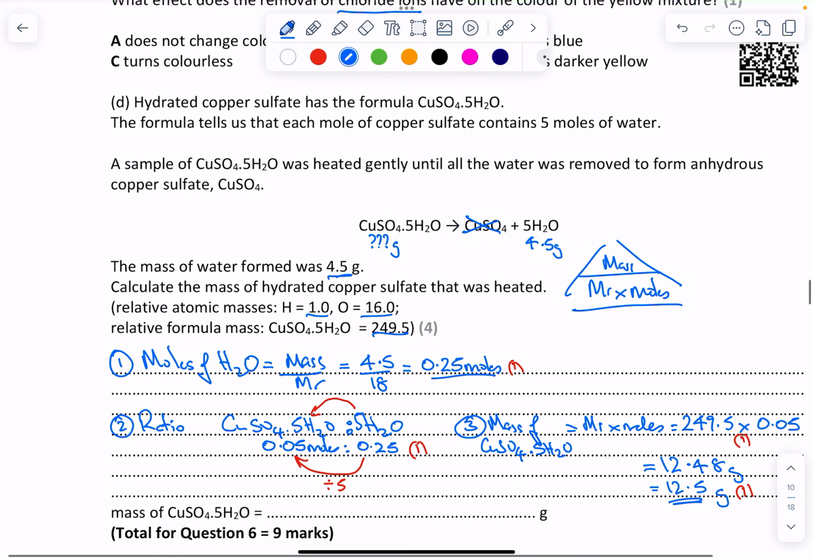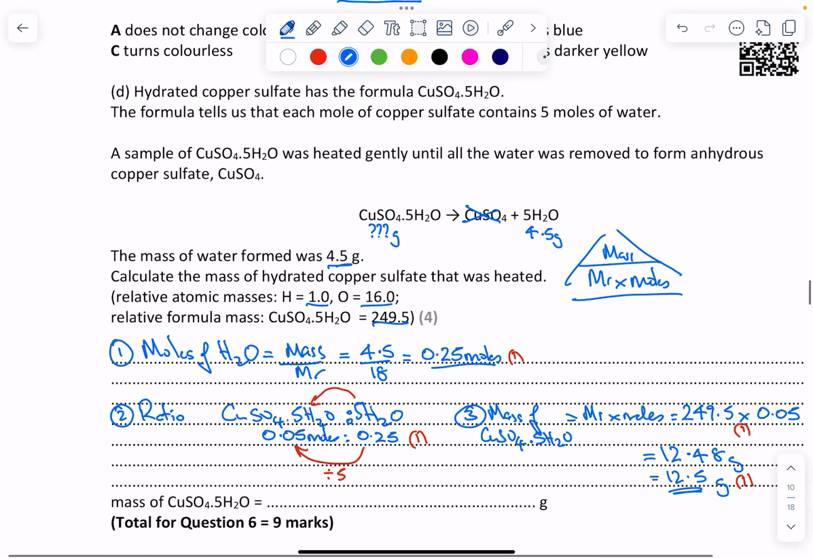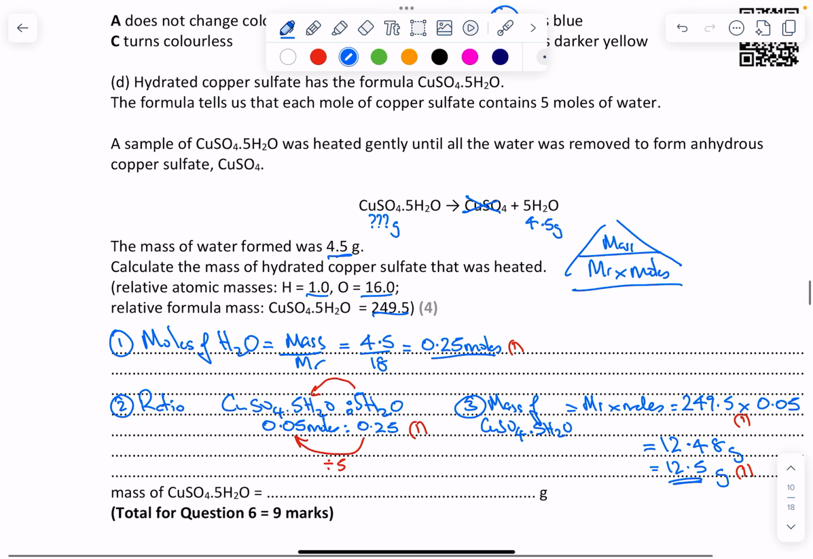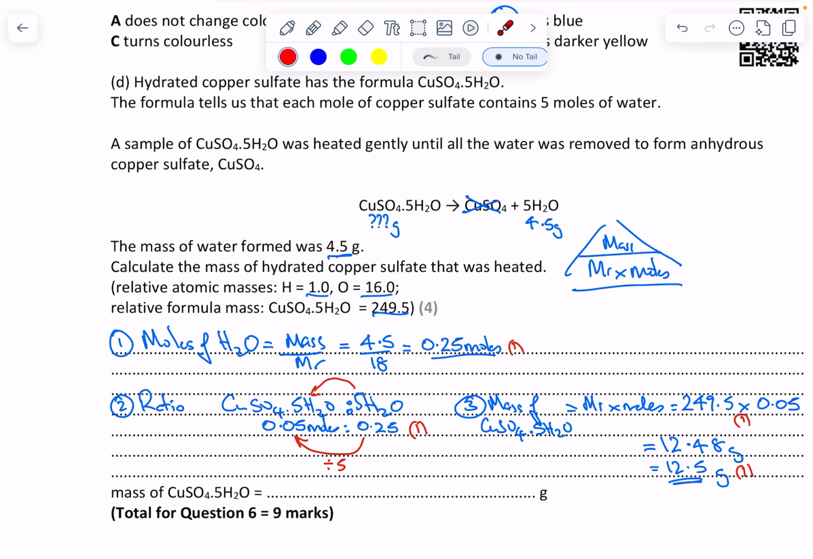Okay, the last one is a calculation. I'm just going to go through the working out with you step by step. What I always suggest you do is, in the equation, write down the numbers that we are given from the question. So we can see here, it says the mass of water was 4.5, so we've got 4.5 underneath water. Calculate the mass of hydrated, this is the hydrated copper sulfate that had been heated. So I'm trying to find the mass of this, and we're given some masses to help us do this question.